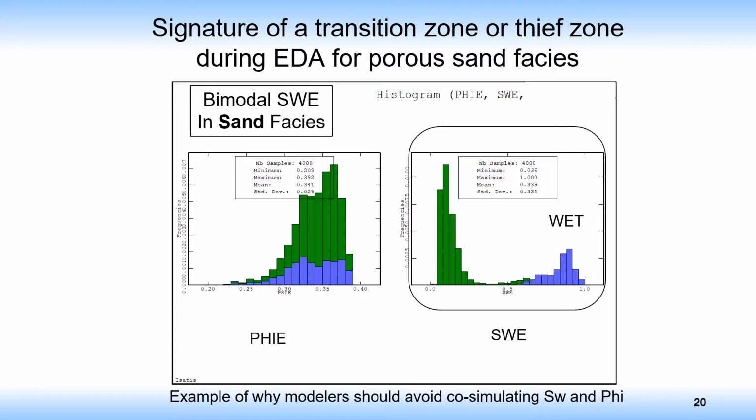So the transition zone or thief zones may look like this, where you've got the sand porosity shown here in one of the studies, and it shows that you have both low water saturation and high water saturation. If we look just in aggregate at the good sands, this is a good signature of a thief zone, or maybe the beginning of that, like a transition zone effect. So this is a good reason not to co-simulate saturation with porosity or V-shale.